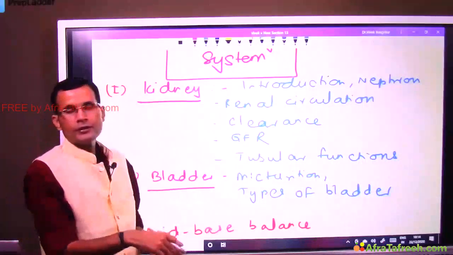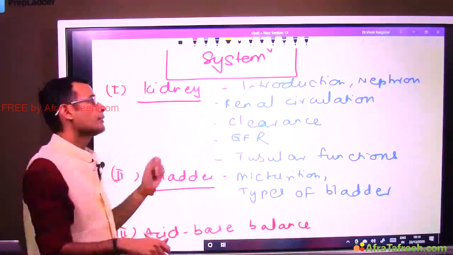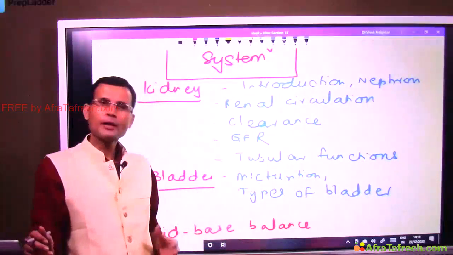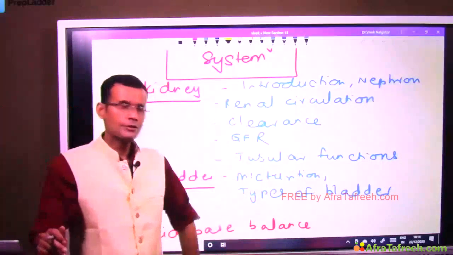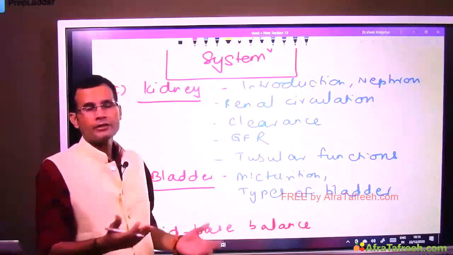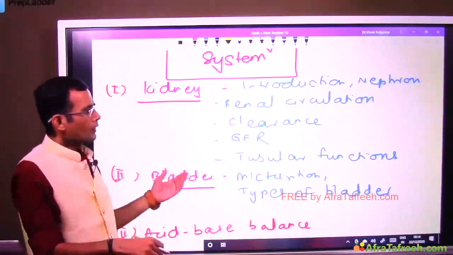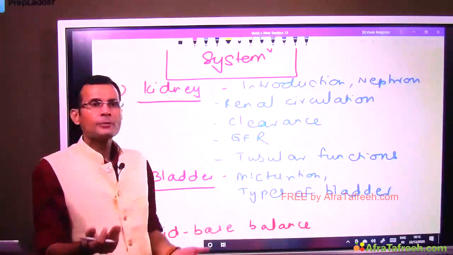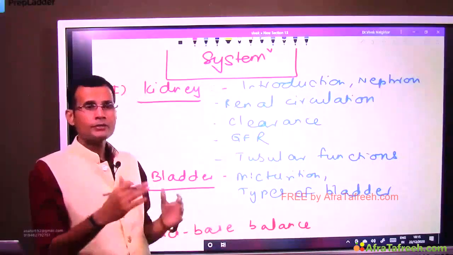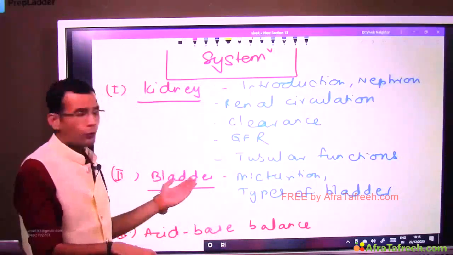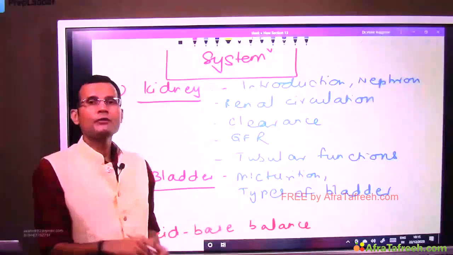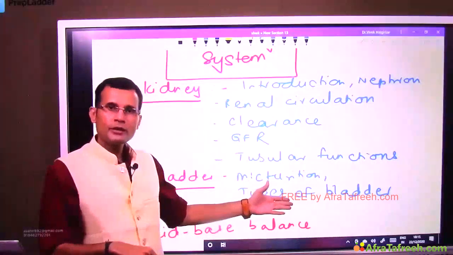In the kidney, we will discuss the introduction, nephron, JG apparatus, renal circulation, then the clearance concept. Lots of questions have come in the past related to the concept of clearance. Then, of course, GFR, a big topic, the factors influencing the GFR, and tubular functions, how the substances are reabsorbed, how sodium and water are handled by various parts of the nephron, and of course, I have not written it, but the mechanism of concentrated urine formation will also be discussed.